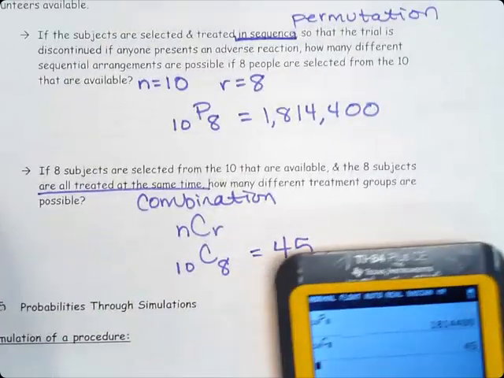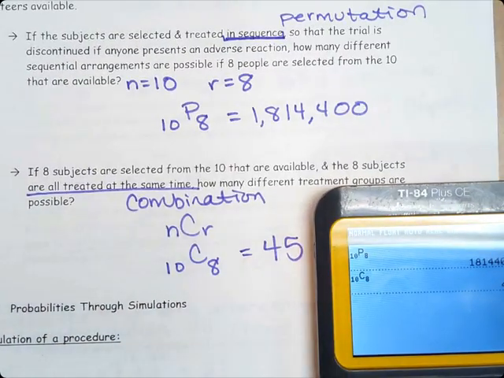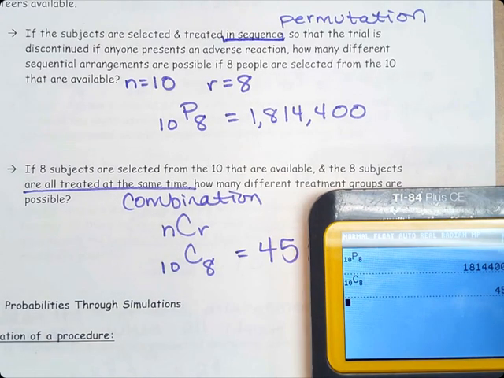So see the difference: whenever order matters, there are so many more different sequences compared to just a combination, a group.